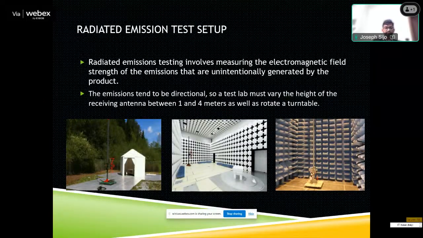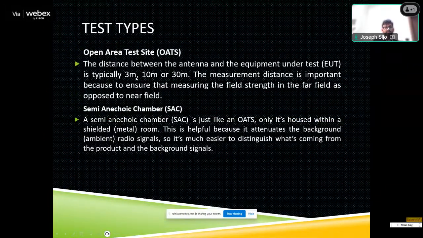In the picture, the first one is an open type test setup. We can see one antenna here, and they will place the product here. Normally in the open type, they keep it typically 3 m to 30 m, depending upon the antenna, the type of measurement, and the strength of the emission field from the device.